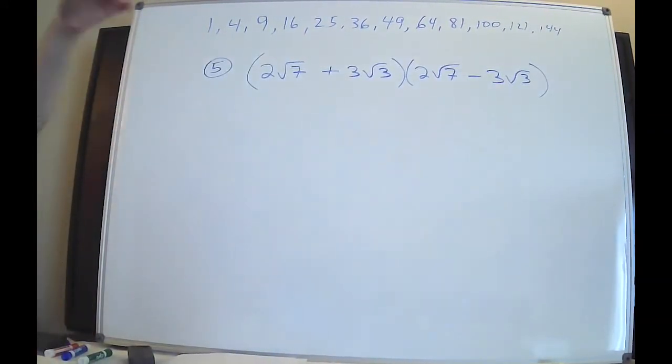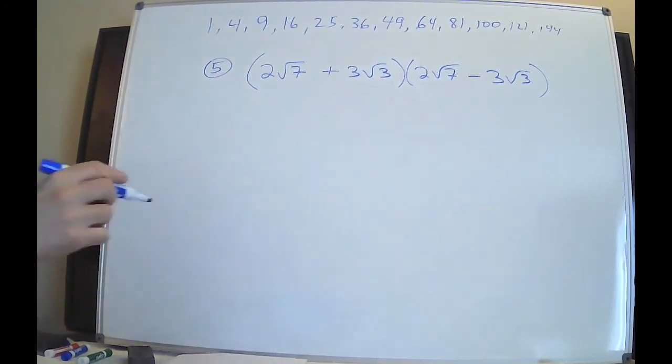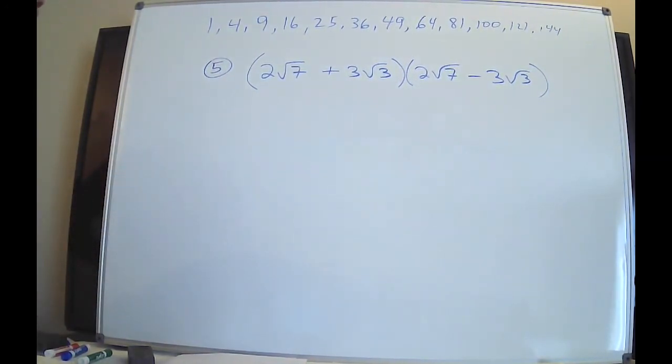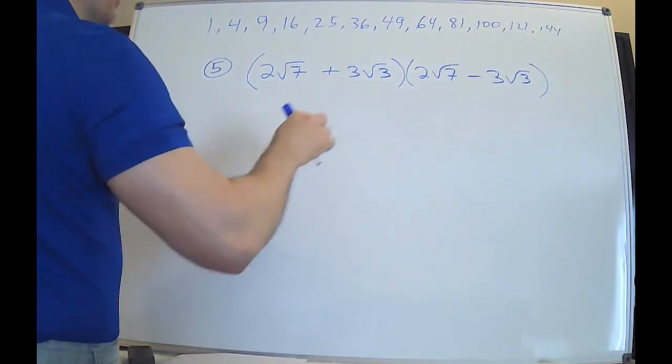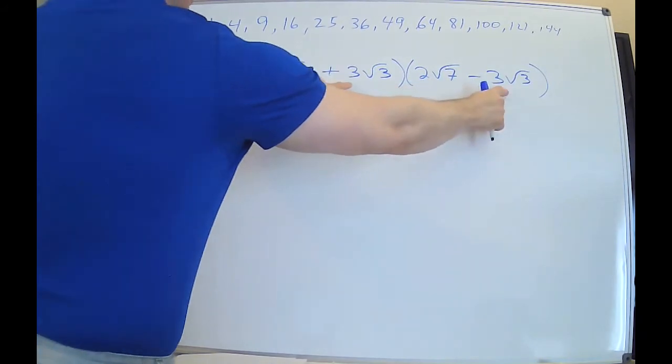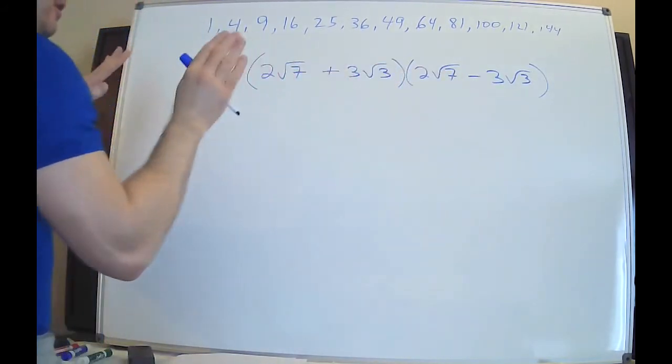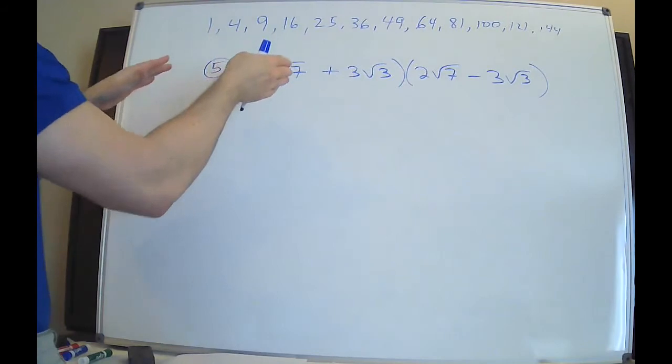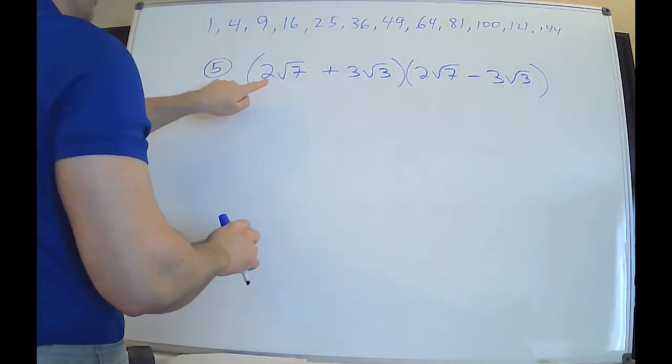Number 5. Now, I wanted very badly to have you guys do this one for a reason. But I knew that doing the first 4 was enough. A lot of people didn't even make it through all 4 of those. This is something times itself. One's a plus, one's a minus. This is a difference of perfect squares. So this is going to come out so nice, but we're going to take our time with this.